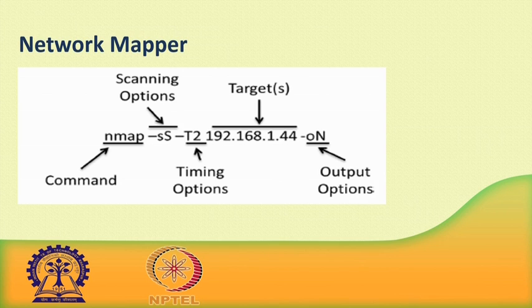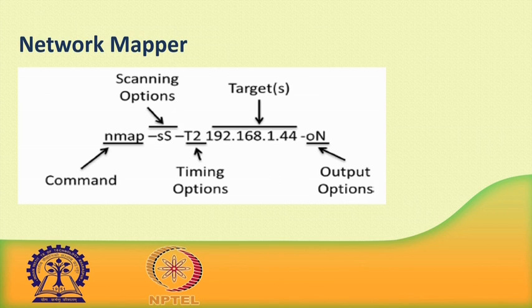Dash sA, or ACK scan. The ACK scan is used to try to determine if a TCP port is filtered or unfiltered. Different timing templates are also there: T0, that is paranoid, T1 sneaky, T2 polite, T3 normal, T4 aggressive, and T5 insane.